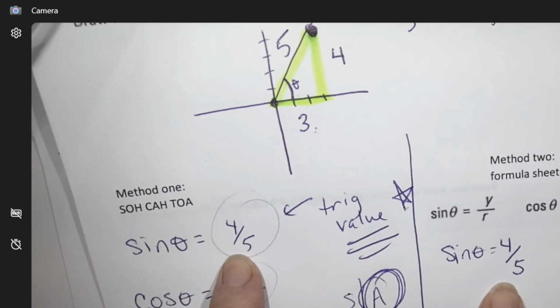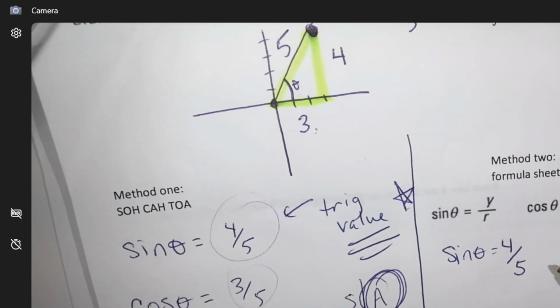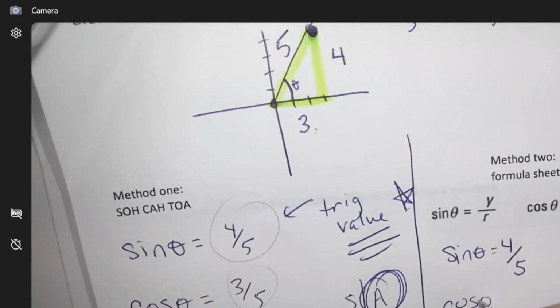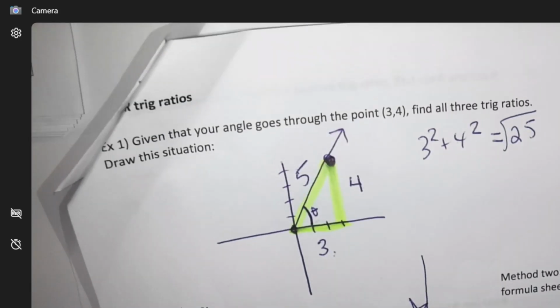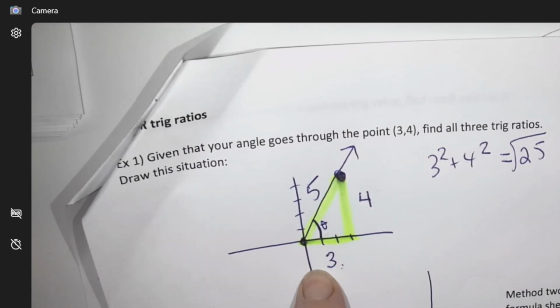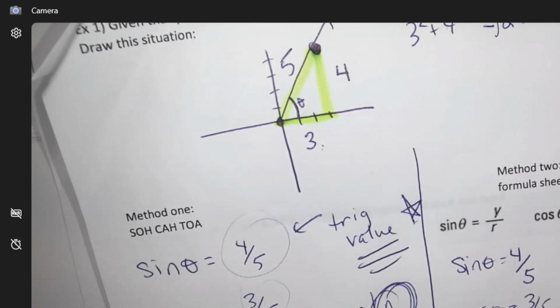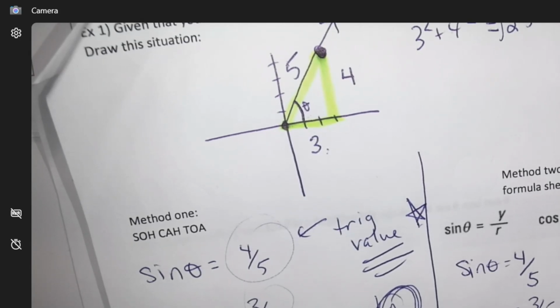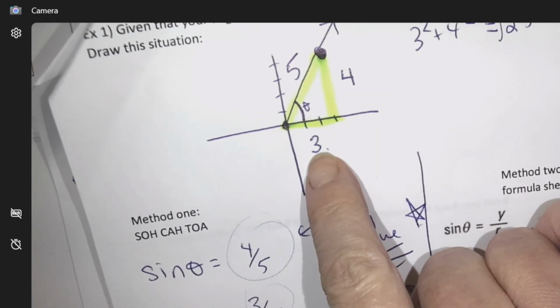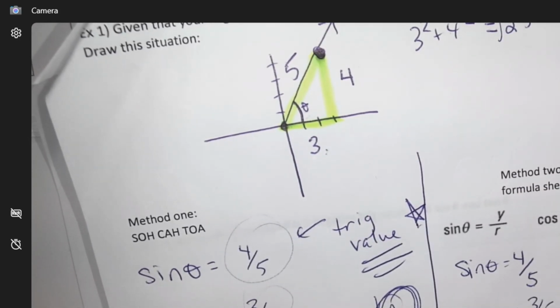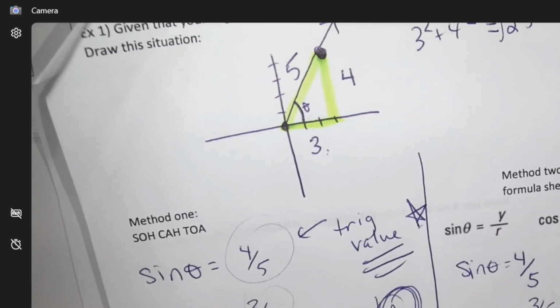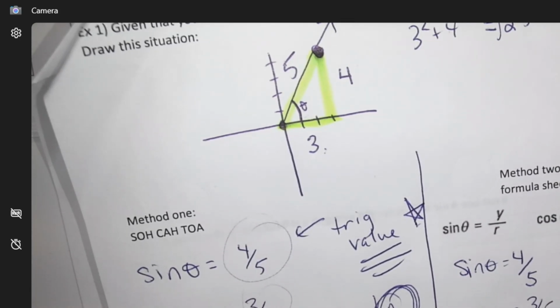Okay, it's the same thing. So cos theta says to take the x value. So what's the length of the x side? 3 divided by the radius. So 3 divided by 5. Okay, you can see I'm getting the exact same answers here. So tan theta is the y value divided by the x value. So the y, 4, divided by the x, 3. Okay, and these formulas are just SOHCAHTOA. That's all it is.